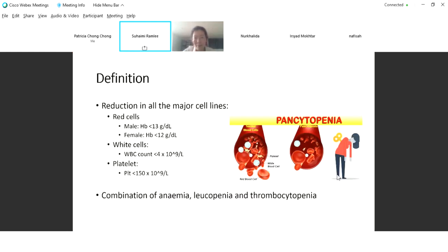Pancytopenia is defined as reduction in all major cell lines, which include hemoglobin in males less than 13 gram per deciliter, in females less than 12 gram per deciliter, white blood cell count less than 4 times 10 power of 9 per liter, and platelets less than 150 times 10 power of 9 per liter. Basically, it is a combination of anemia, leukopenia, and thrombocytopenia.